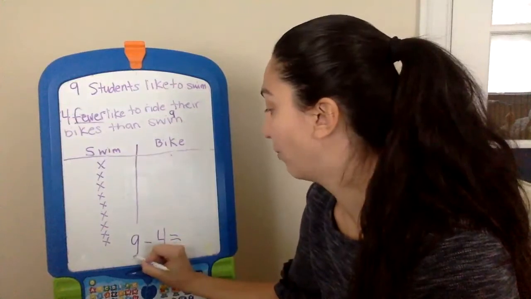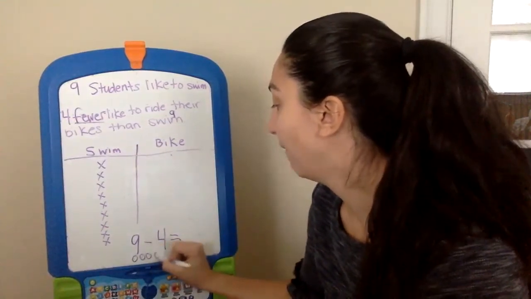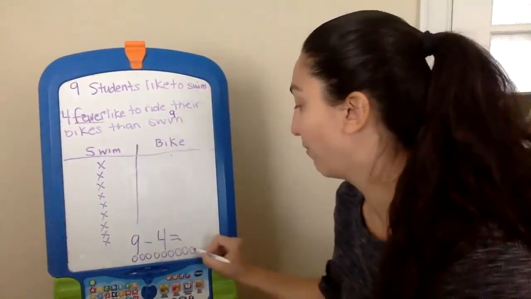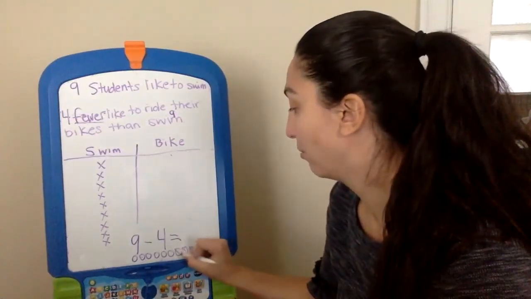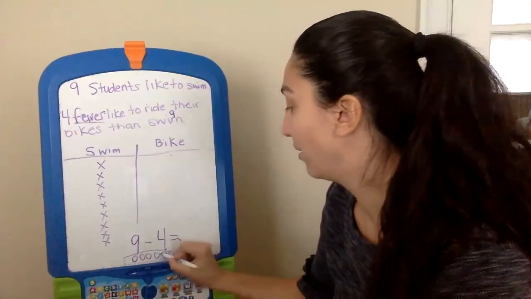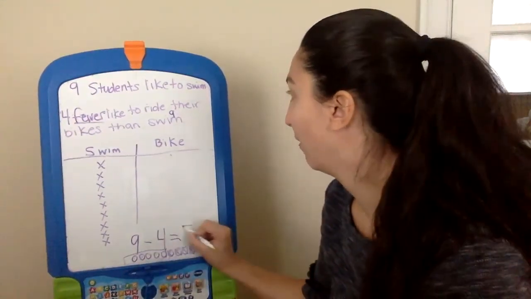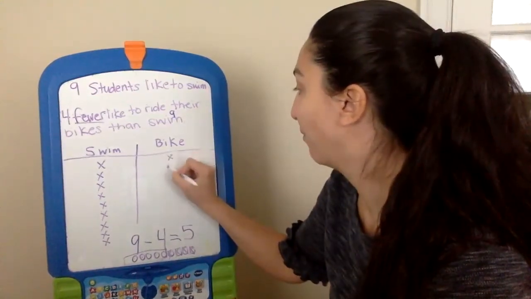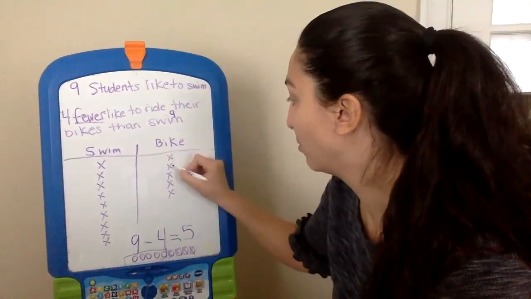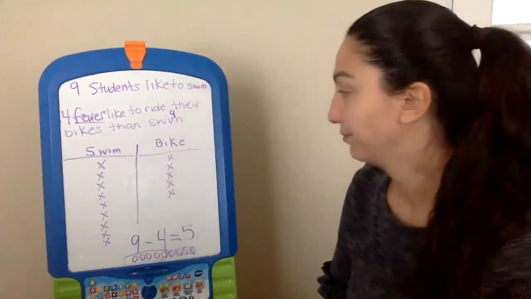Draw my picture. 1, 2, 3, 4, 5, 6, 7, 8, 9. Take away 4. 1, 2, 3, 4. This is what I am left with. 1, 2, 3, 4, 5. 5 like to ride their bike.